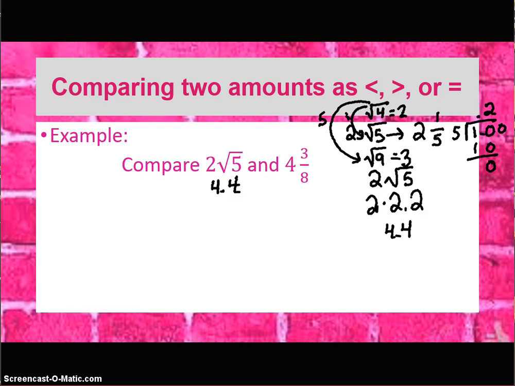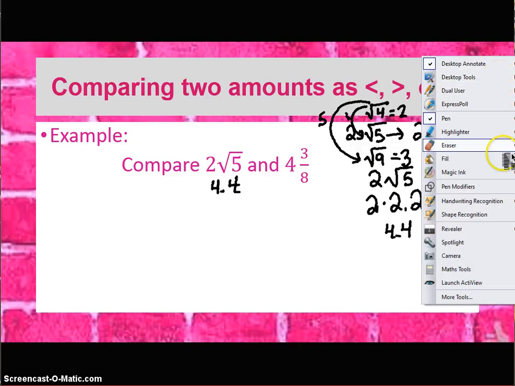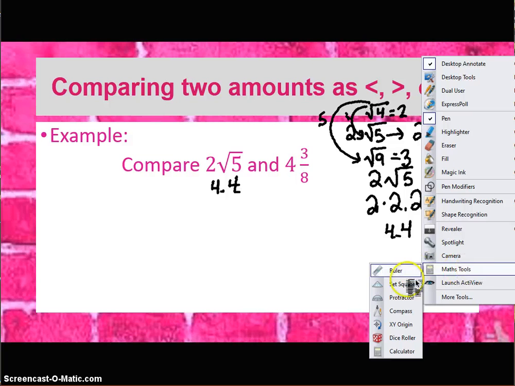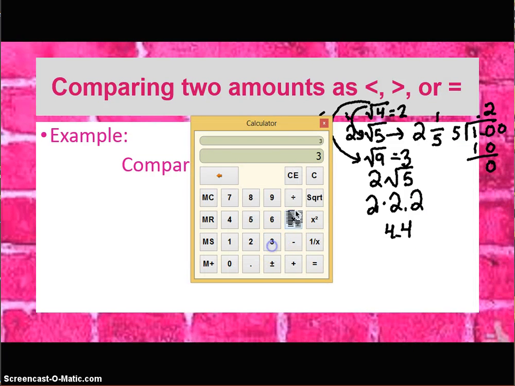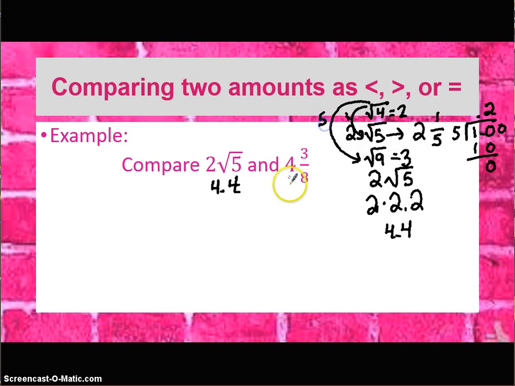Just because we are nearing the 15-minute mark, let's go ahead and use the calculator to divide 3/8. 3 divided by 8 is 0.375. So this is 4.375. And now you can see that 2 square root of 5 is greater than 4 and 3/8.